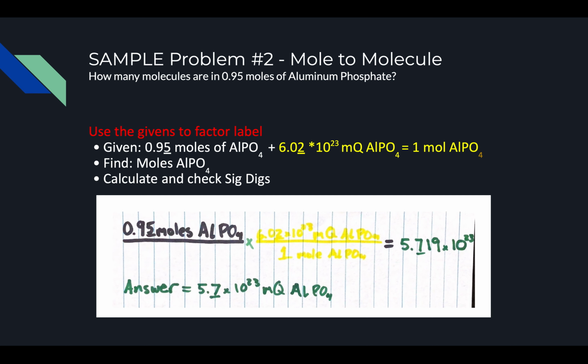So next, you calculate and check sig digs, and you're left with 5.719 times 10 to the 23rd molecules. But it's important to remember you need to check sig digs, and the final answer will be 5.7 times 10 to the 23rd molecules of aluminum phosphate.